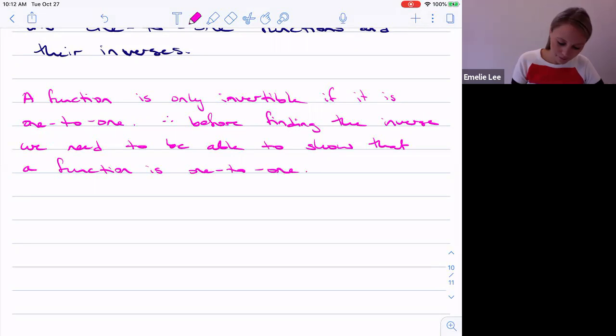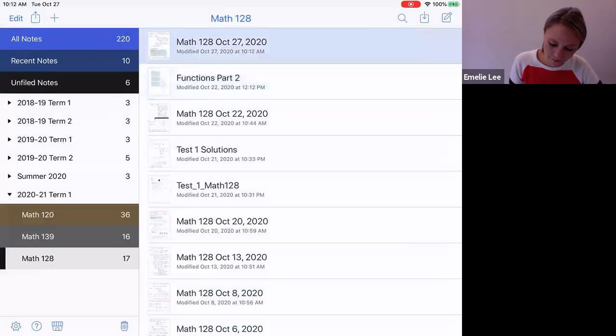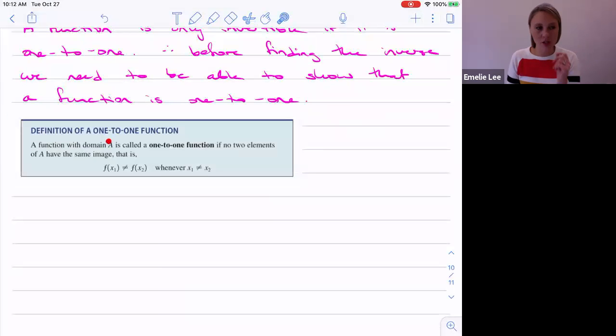Okay. So I'm going to go and steal this definition of a one-to-one function, and then we're going to talk about it. The definition says that a function with domain A is called a one-to-one function if no two elements of A have the same image. So that means that if f of x1 is not equal to f of x2, so the output of x1 is not equal to the output of x2, it means that x1 can't be equal to x2. So how do we show this?